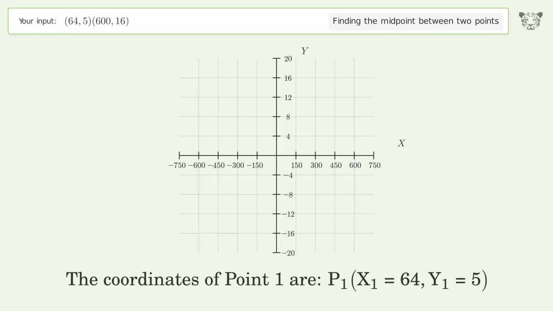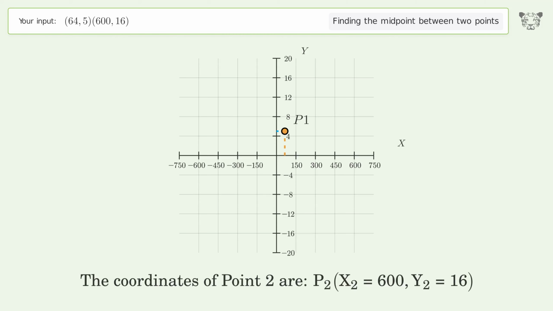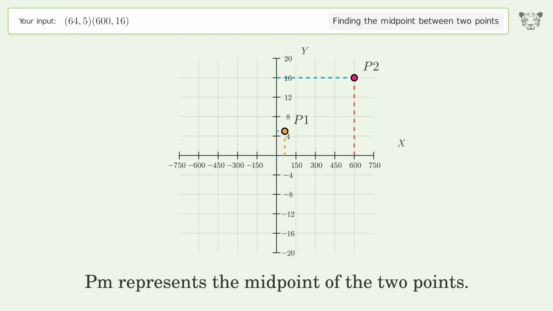The coordinates of point 1 are, x1 equals 64, y1 equals 5. The coordinates of point 2 are, x2 equals 600, y2 equals 16. PM represents the midpoint of the 2 points.